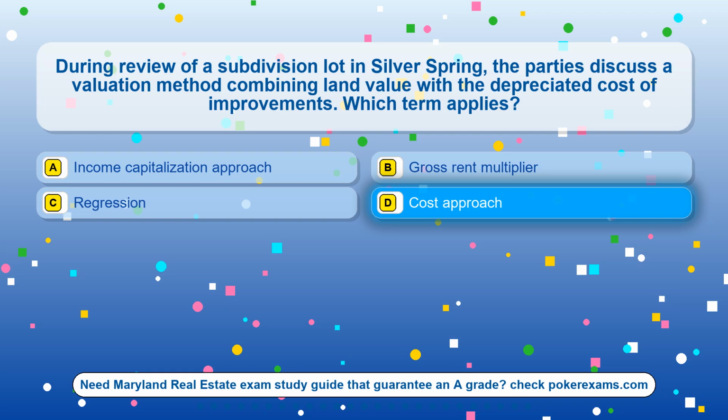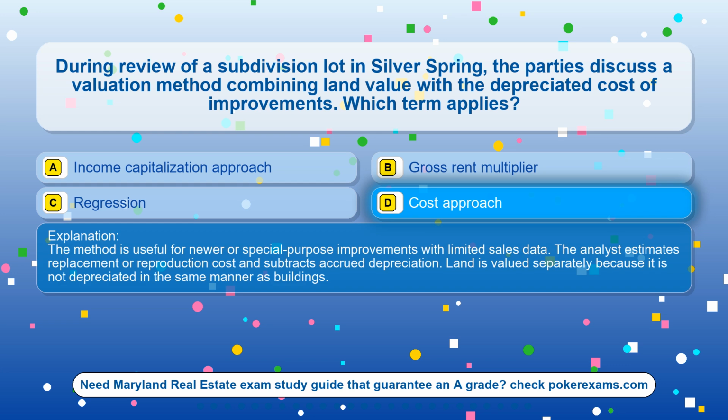The correct answer is option D, cost approach. The method is useful for newer or special purpose improvements with limited sales data. The analyst estimates replacement or reproduction cost and subtracts accrued depreciation. Land is valued separately because it is not depreciated in the same manner as buildings.